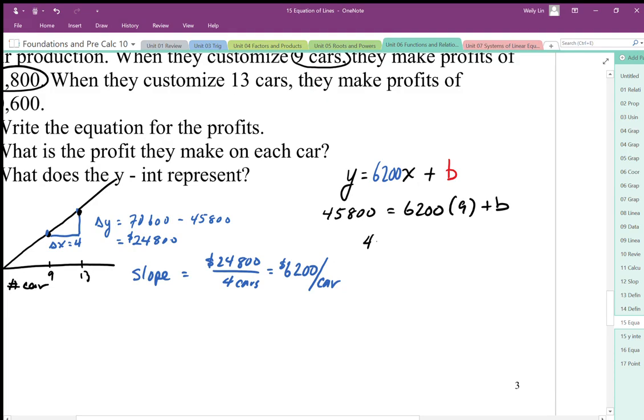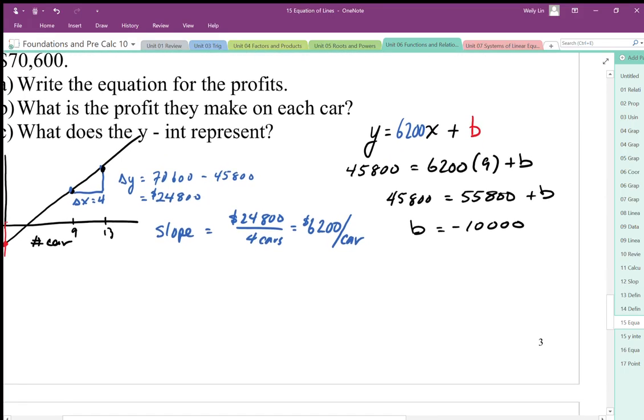Okay, so I get 45,800 is equal to, doing some mental math here, that's going to be 54,000 plus 1,800, so that's going to be $55,800 plus b. Solving for b, I get negative $10,000. Okay, so then my equation looks like this. y equals $6,200 per car times the number of cars minus $10,000 at the beginning, because that's my cost of running my business.